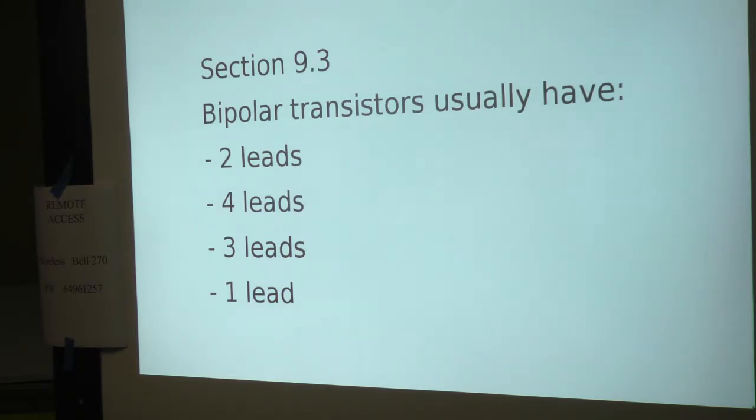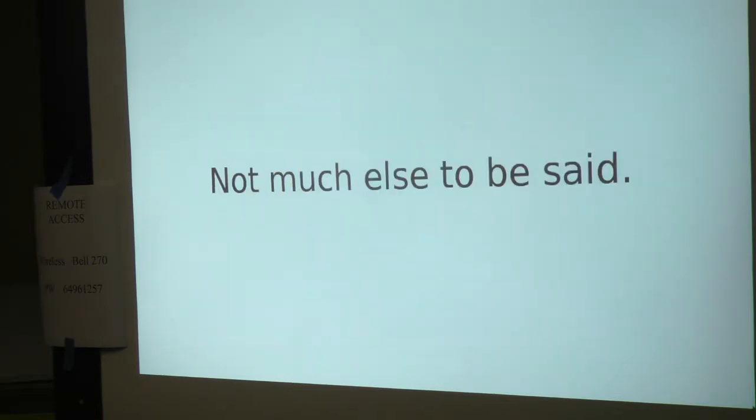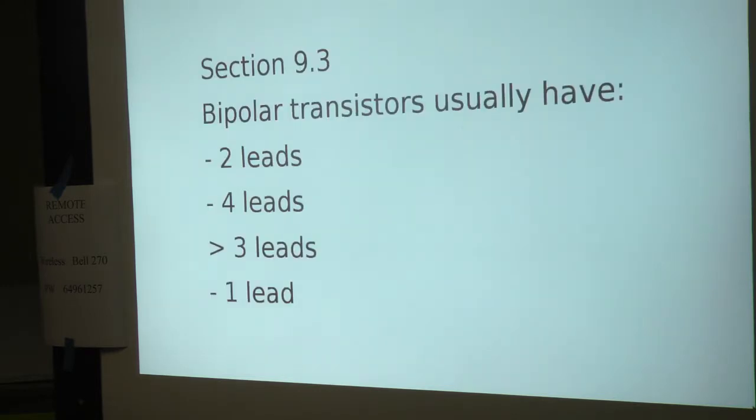Bipolar transistors usually have how many leads? Three leads. Bipolar transistors have a minimum of 2 leads. Yeah, not much else to be said here. Although it's bipolar, it doesn't mean bi means 2. It just means that it has 2 different inputs, one in and one out.